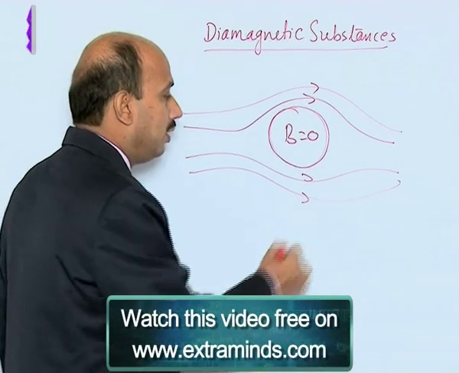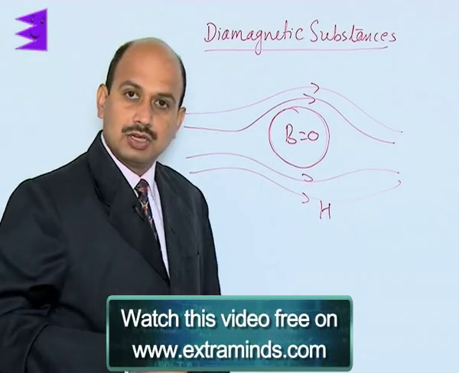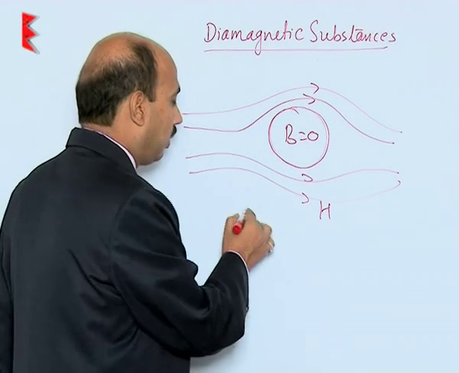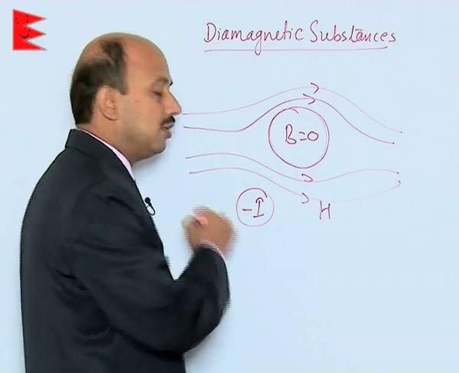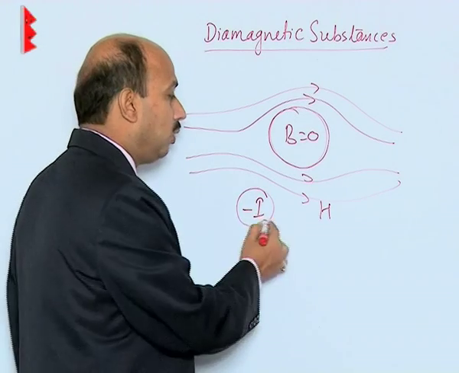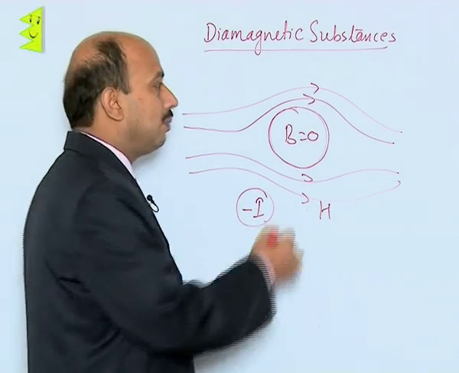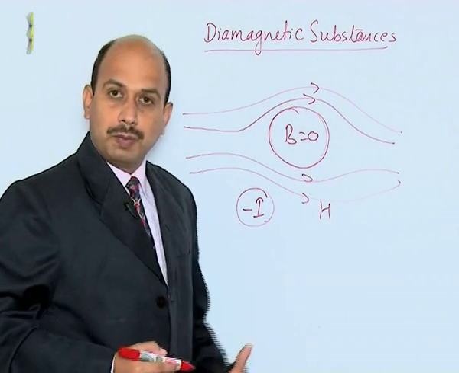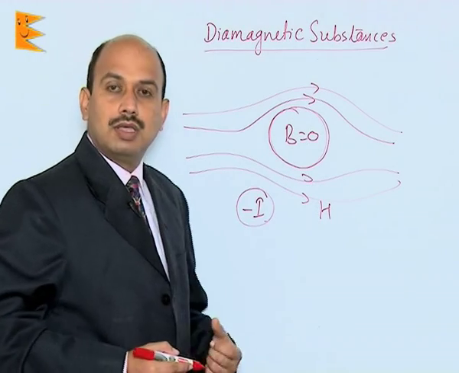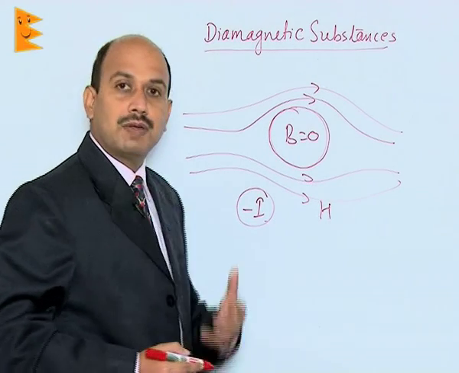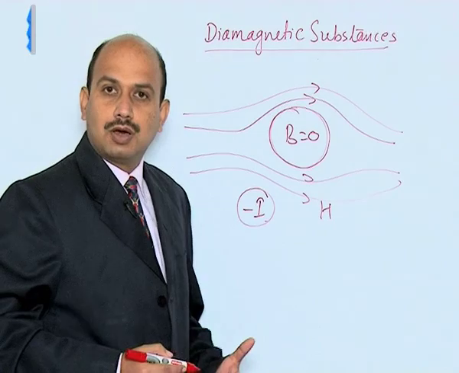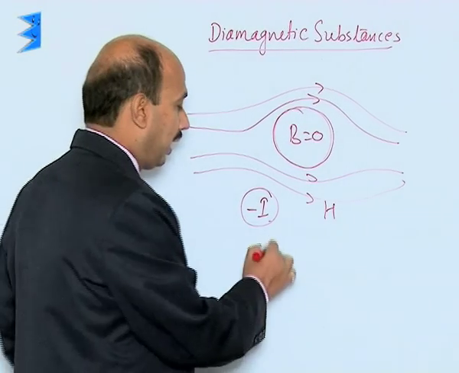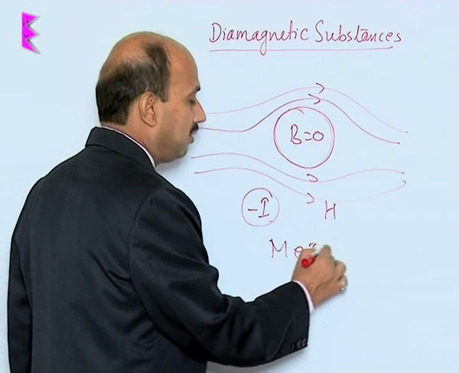What happened? Here, if I have taken H, the induced magnetic field inside it will be equal to minus I, that is the intensity of magnetization, equal to H. Then only the net magnetic field inside can be 0. So inside the superconductor B is 0, it means the superconductor shows perfect diamagnetic property, or perfect diamagnetism. And this phenomenon is also known as Meissner effect.